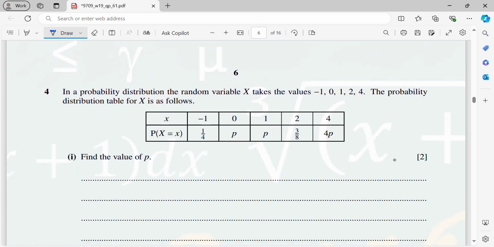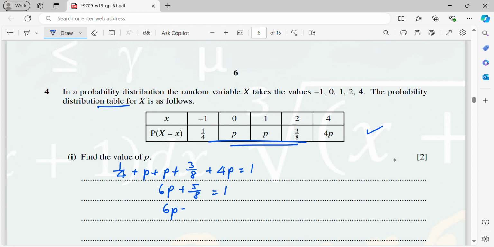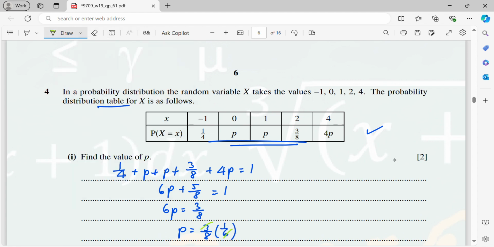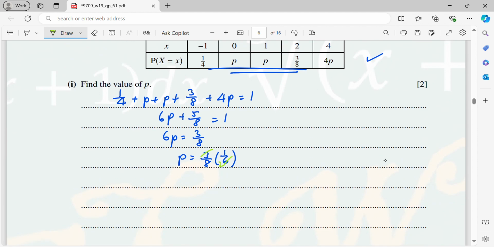Okay, question 4. You are given this probability distribution of x, find the p. So we know that the total probability is 1. Therefore, 1 over 4 plus p, just add all these probabilities and let it be 1. So here I will be getting 6p plus 5 over 8 equals 1. That means 6p is 3 over 8. Hence, your p is 3 over 8 times 1 over 6. So the 3 and 6 can be simplified. This is 2. So you get 1 over 16.